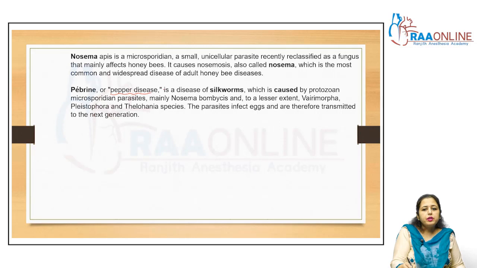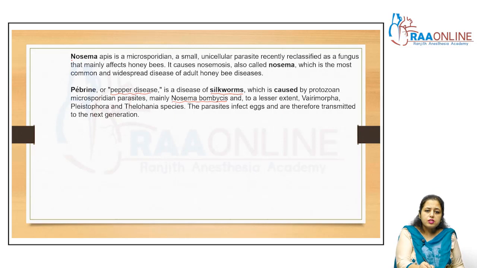That is the disease of the silkworm, which is caused by a protozoan microsporidian parasite, right? Mainly Nosema bombycis, but some other species also cause the disease in the silkworm, but the most common cause is Nosema, right? And that parasite infects the eggs and is therefore transmitted to the next generation. Clear? And what is that Nosema?